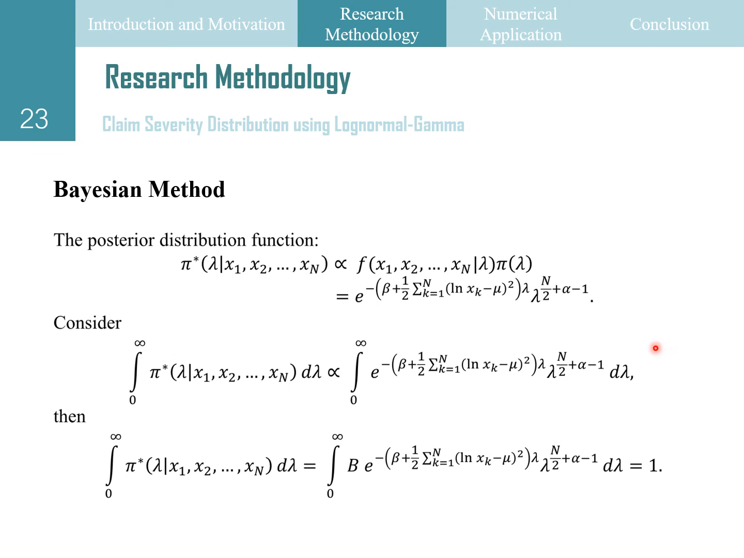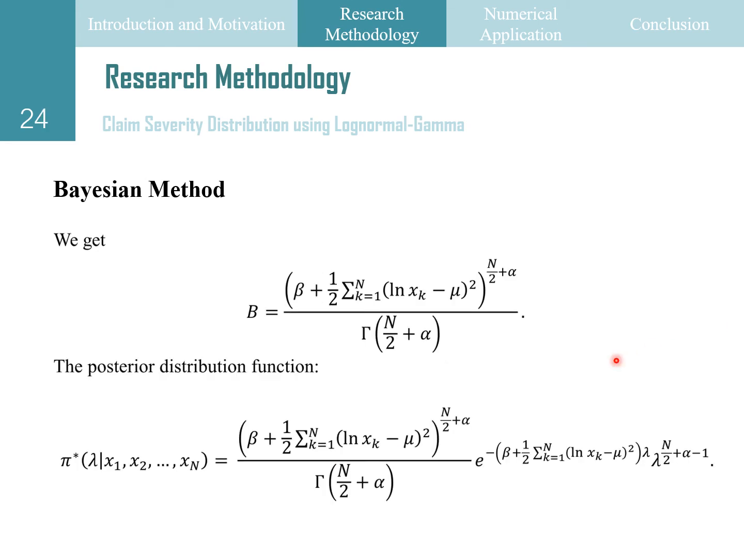By applying Bayes' theorem, the posterior distribution function is proportional to the product of the prior distribution and the likelihood function. That is this equation. Consider the proportion. Then we have the equation where b is a constant. Then we get b like this. The posterior distribution function for severity distribution can be presented in the following form.